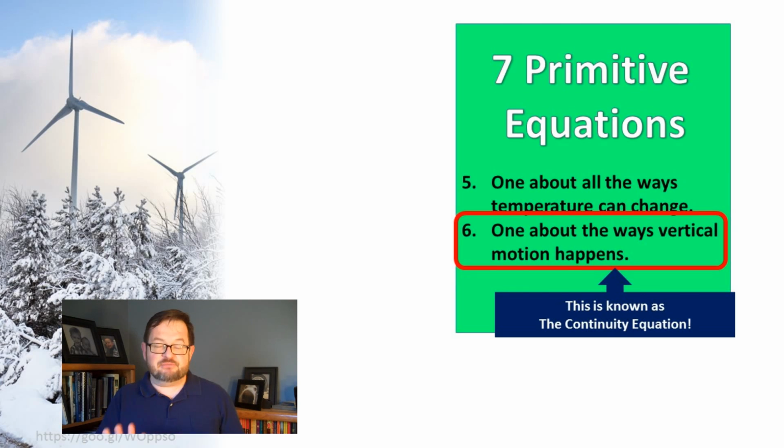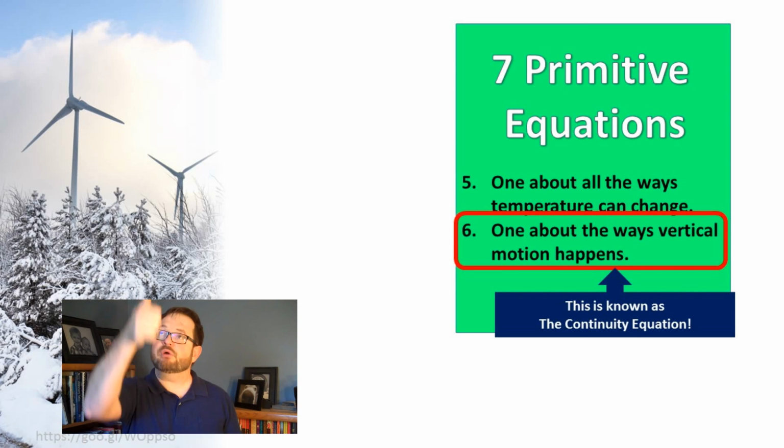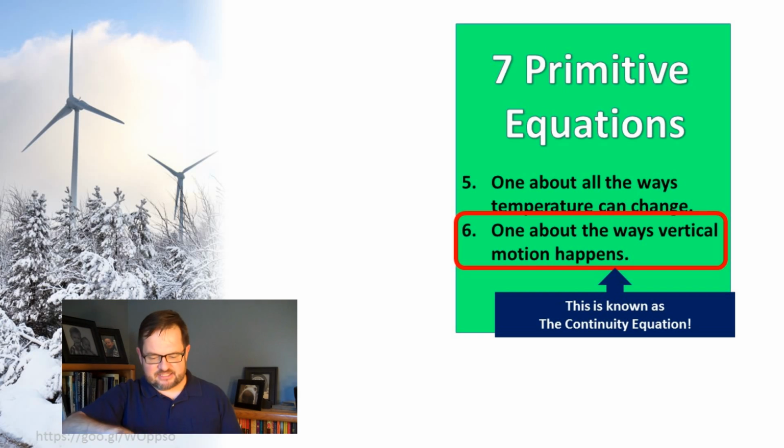Again, we don't need to get bogged down in the details, but in general, the continuity equation is about how, when air comes together at the surface, when there's convergence, the air will rise, and when the air sinks near the surface, it spreads out, and so on. It's all about creation of vertical motion in the atmosphere. It's a relatively simple equation to write out, and then the math gets really complicated.